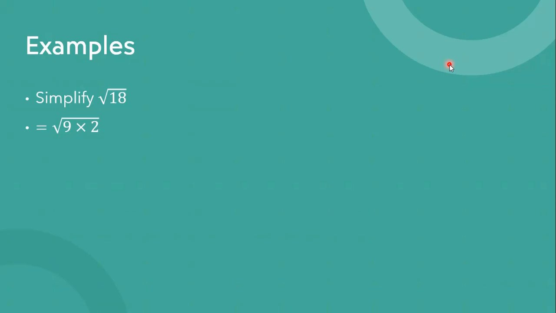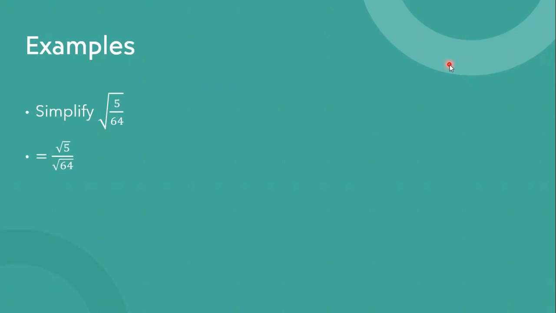Okay, and then that can be written as the square root of 9 times the square root of 2. And the square root of 9 is 3, so that's 3 times root 2, which is 3 root 2. So, when simplifying, you want to get the number under the square root to be as small as possible. Okay, simplify the square root of 5 over 64.